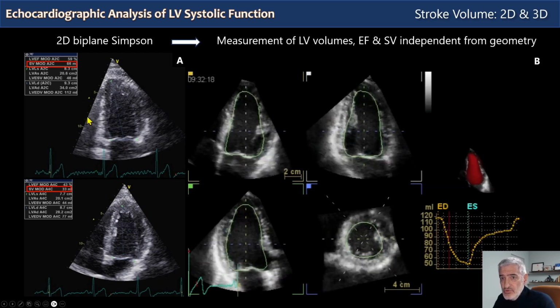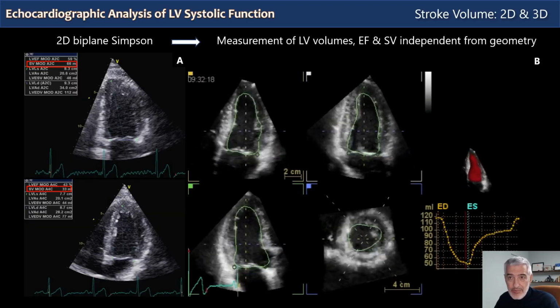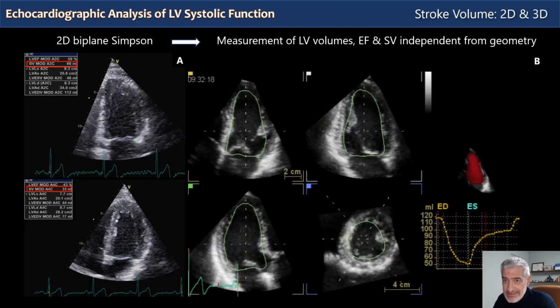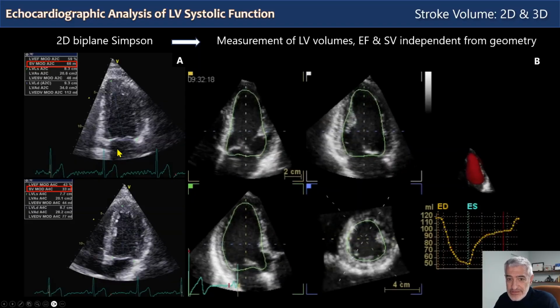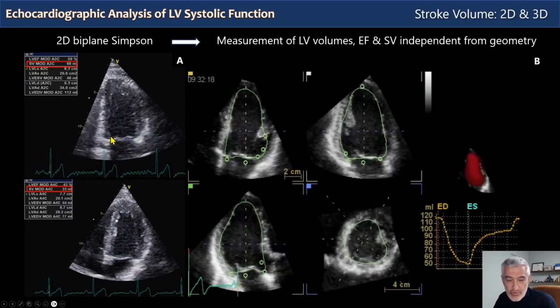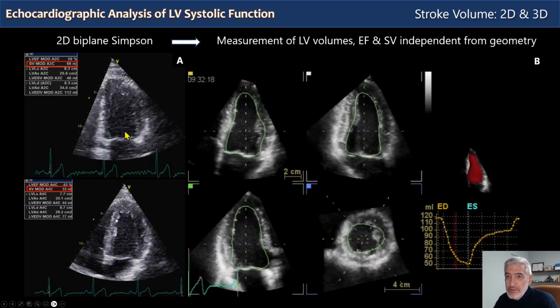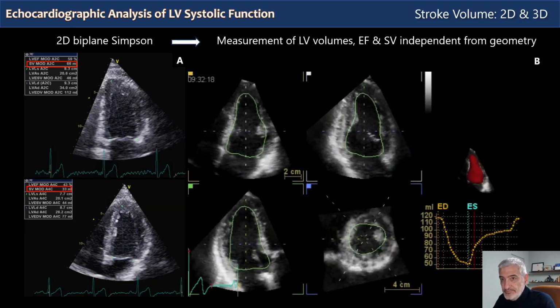Okay, stroke volume in 2-chamber view, stroke volume in 4-chamber view, and then the machine anyhow applies the biplane stroke volume and stroke volume index. But as I said previously, I think that this methodology is far less accurate than using the pulse Doppler stroke volume that we just described. The problem here is that very frequently you underestimate the stroke volume.